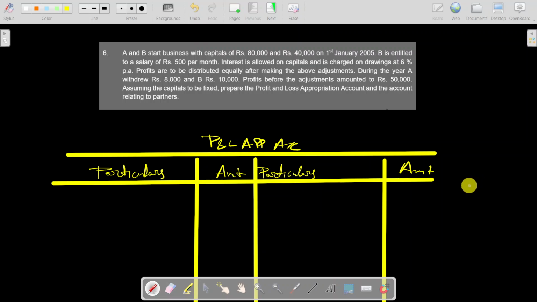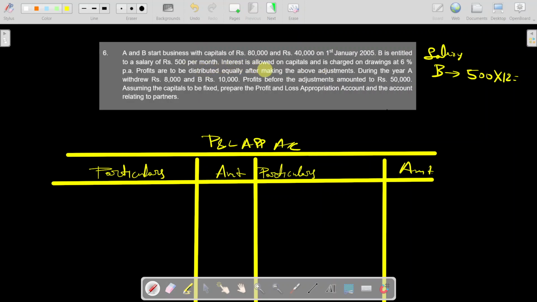Okay, now we are going to do the sixth problem. A and B start business with capitals of 80,000 and 40,000 on 1st January 2005. B is entitled to a salary of 500 per month. Here B is taking salary, 500 per month. That means for 1 year, we have to multiply with 12.